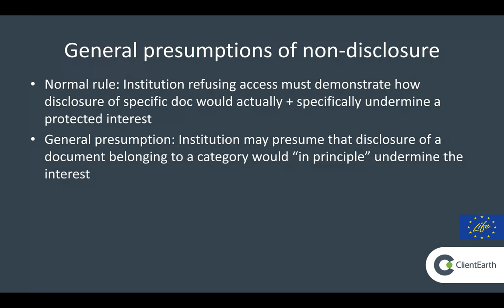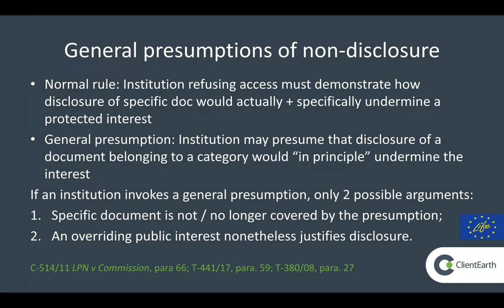And as a result of that, if an EU institution invokes a general presumption, the applicant is only left with two possible arguments. On the one hand, he or she can argue that the specific document is not actually covered by the presumption because it doesn't fall within that category of documents, or it is no longer covered by it because a lot of time has passed, for instance, or the procedure has been finished. Or they can seek to establish that there's an overriding public interest in disclosure. And I'll speak about that in a moment.